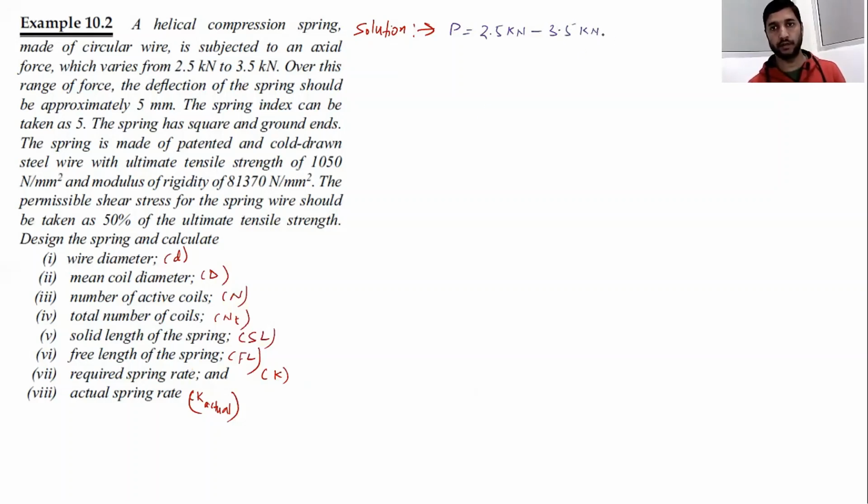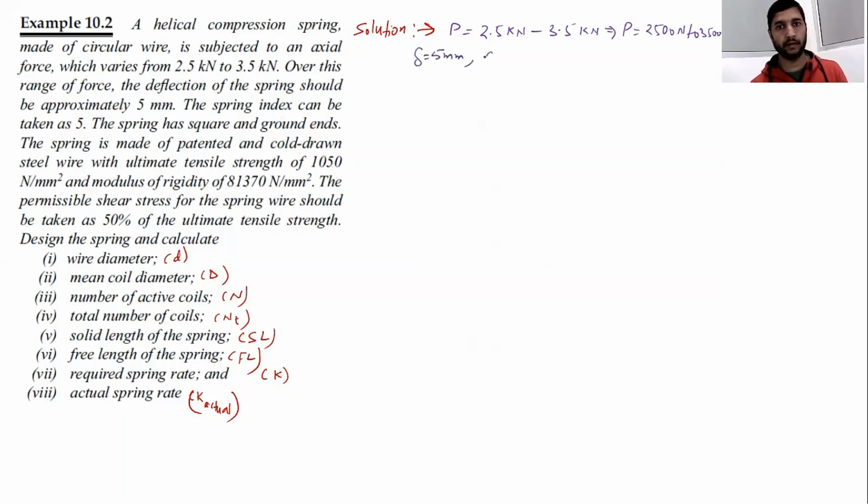It's a range. So you can write that this P is given to us 2500 Newton to 3500 Newton. ठीक है ना, 2500 न्यूटन टू 3500 न्यूटन हमने कन्वर्ट कर दिया किलो न्यूटन को न्यूटन में. Over this range the deflection is 5 mm. Okay, so deflection delta is 5 mm.